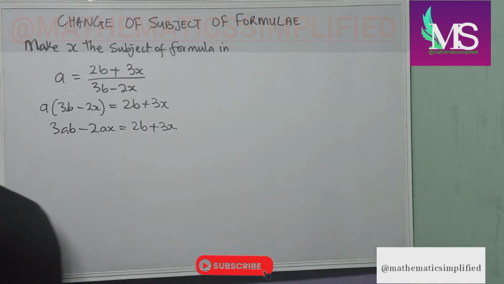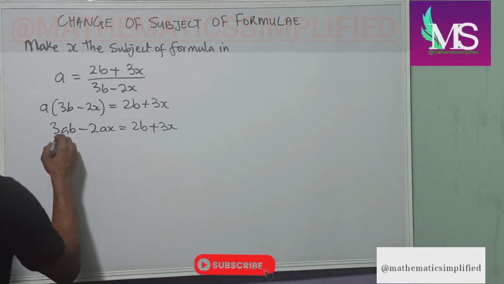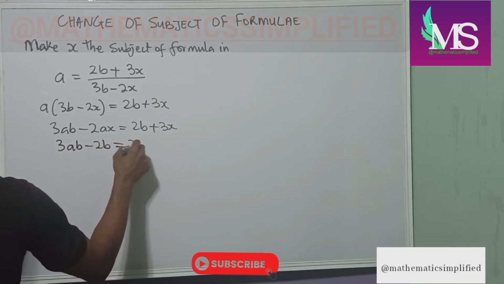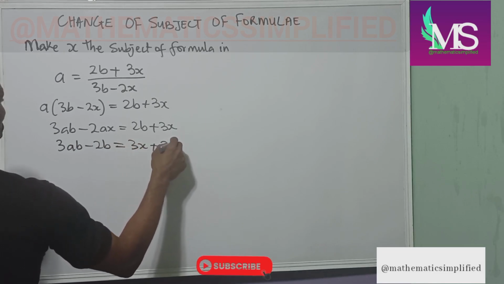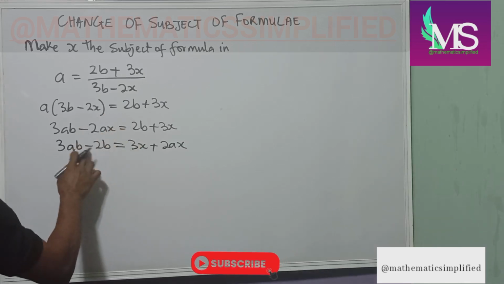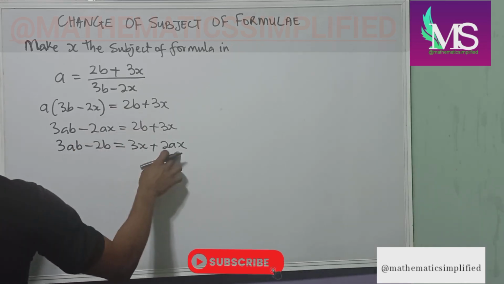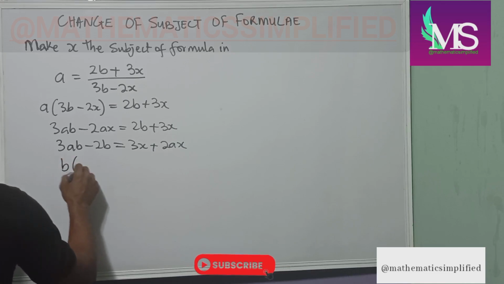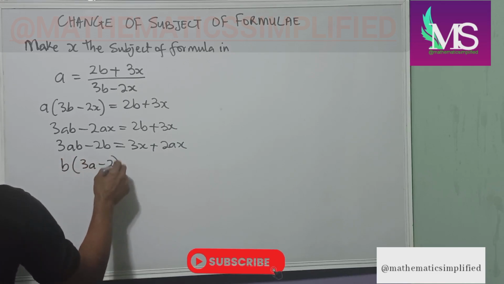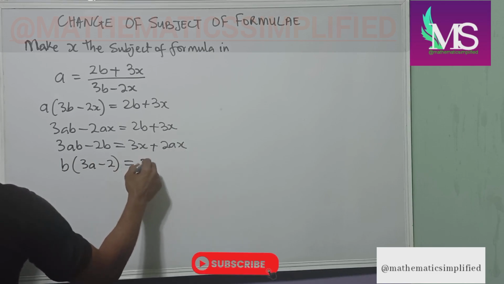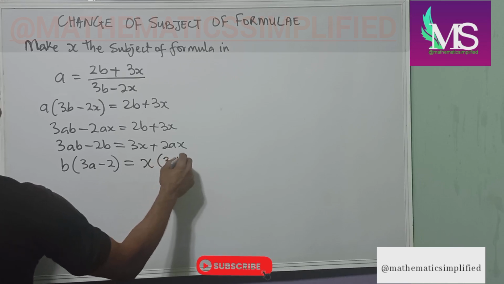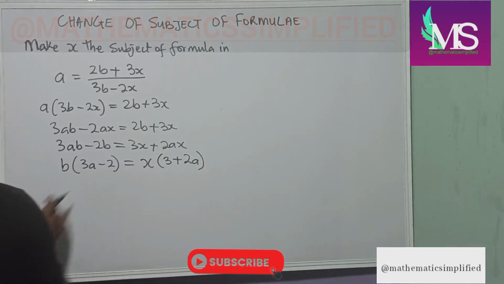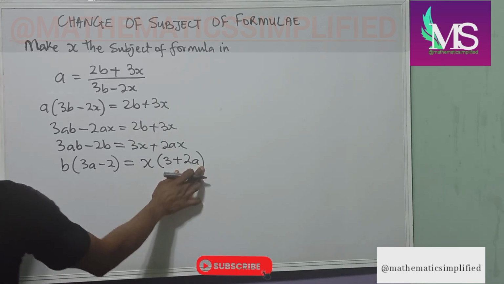Now since we want x to be alone, we'll collect like terms. This will become 3ab minus 2b equals 3x plus 2ax. Positive crossing over becomes negative, negative crossing over becomes positive. Now from here we can factorize this as b bracket 3a minus 2 equals, here what's common, x bracket 3 plus 2a. Okay, now since we factorized both sides, we can divide both sides by 3 plus 2a.